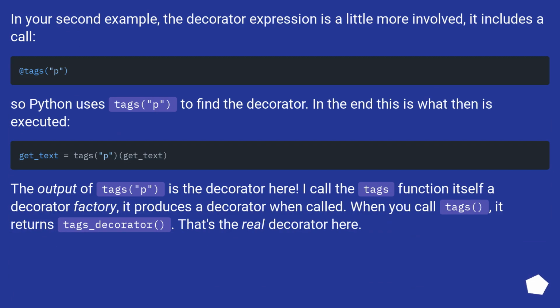In your second example, the decorator expression is a little more involved. It includes a call. So Python uses tags('p') to find the decorator. In the end, this is what then is executed. The output of tags('p') is the decorator here. I call the tags function itself a decorator factory. It produces a decorator when called. When you call tags, it returns tags_decorator. That's the real decorator here.